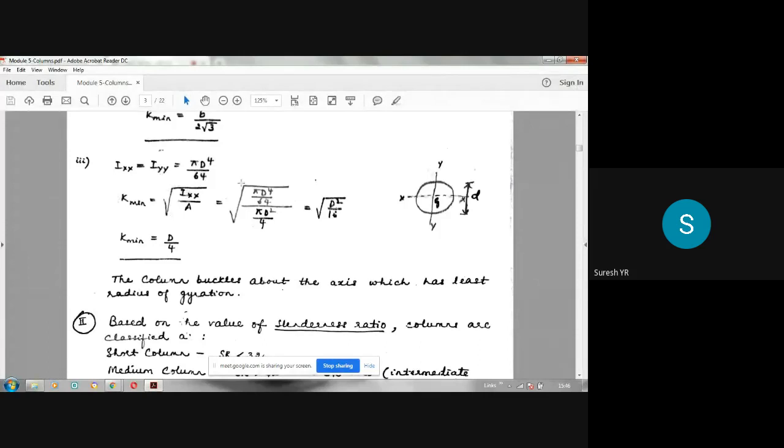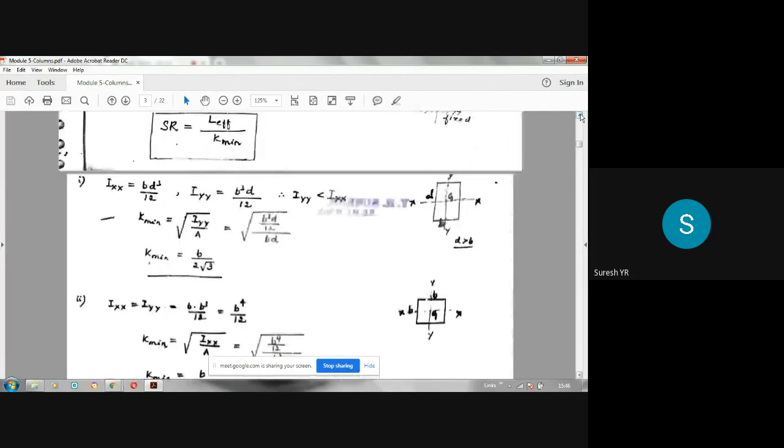So if you substitute and simplify, here A is pi D square by 4, where capital D is the diameter. If you simplify that, you will get K minimum as D by 4. So this is how we can calculate the value of K minimum. You need not remember the formula, but the I value and the area value you should know.